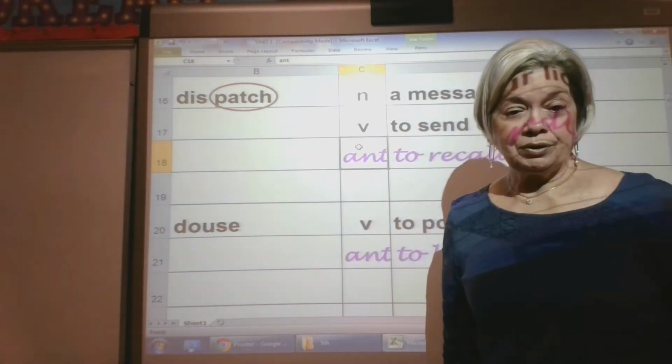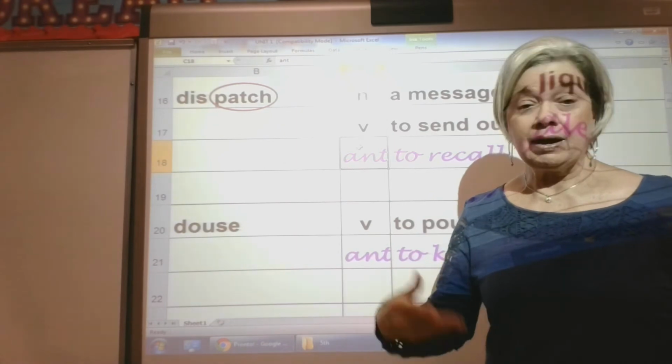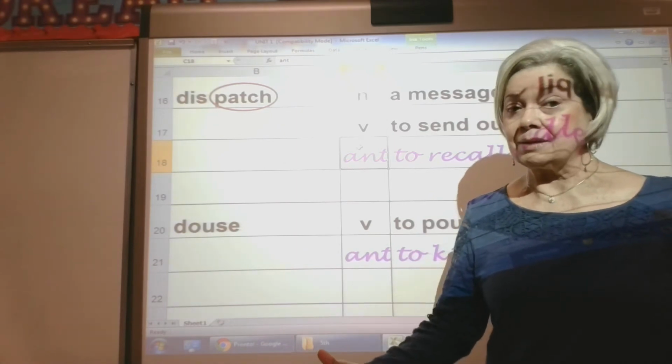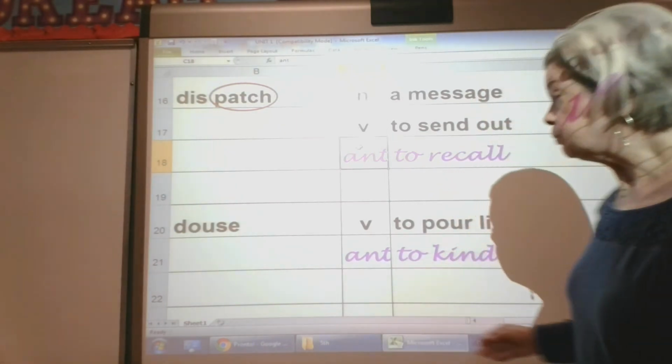One more word, and then of course you'll have an idea of how you're supposed to progress through the lessons as I assign them. The next word is douse.